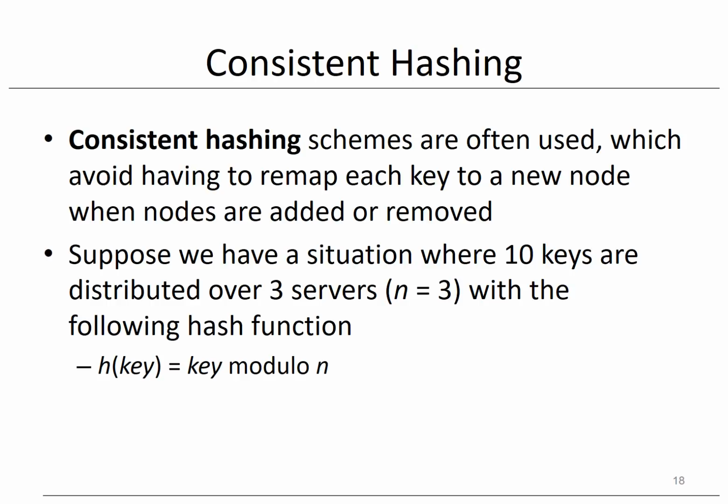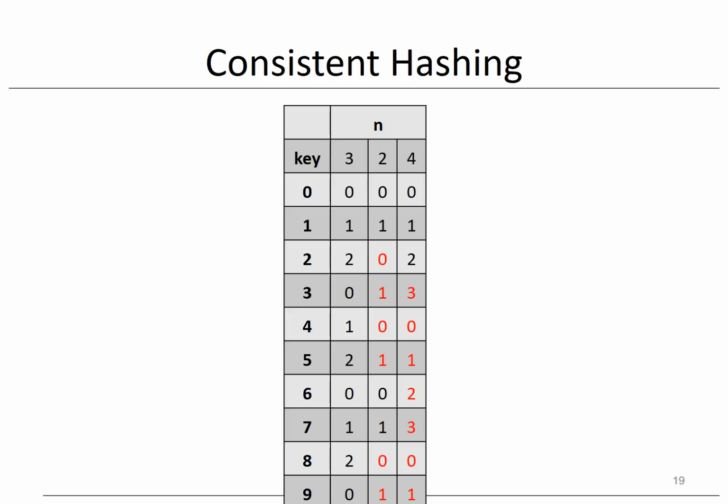Suppose we have a situation where 10 keys are distributed over 3 servers, or n equals 3, with the hash function key modulo n. Here you can see what happens when a server is removed, n equals 2, or added, n equals 4 respectively. Note how, upon removal or addition of a server, many items have to be moved to a different server as highlighted in red. Clearly, this is not a desirable outcome in setups where servers are likely to be removed or added.